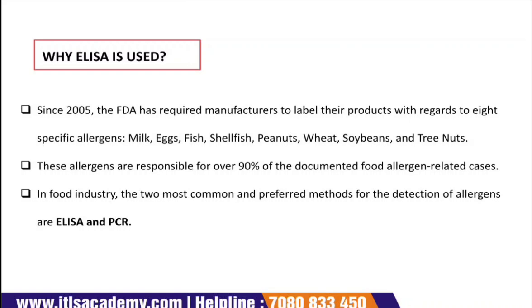So in 2005, according to the FDA, all manufacturers had to label their products with regard to the 8 specific allergens. And what are they? These allergens are responsible, whether it's meat, milk, or eggs, fish.